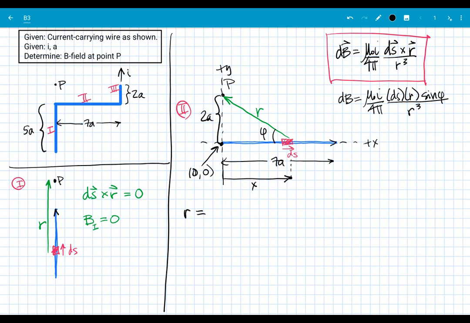My R for this particular case is going to be the square root of 4a squared plus x squared. There's my R. And then I can also define my sine phi. That'll be opposite over hypotenuse, so that's 2a over r.